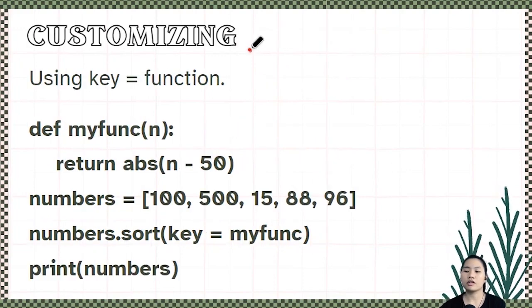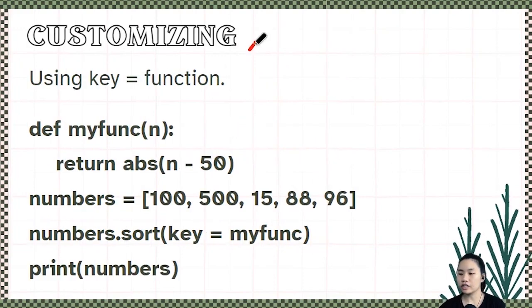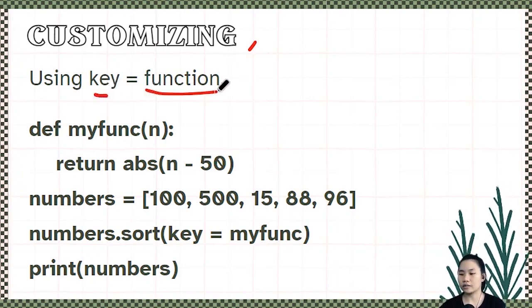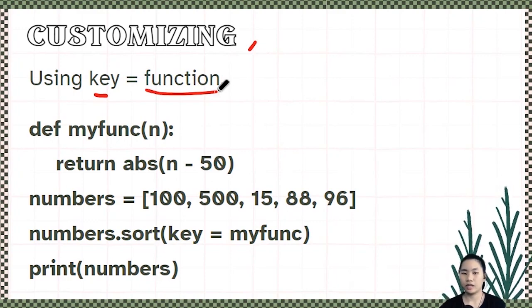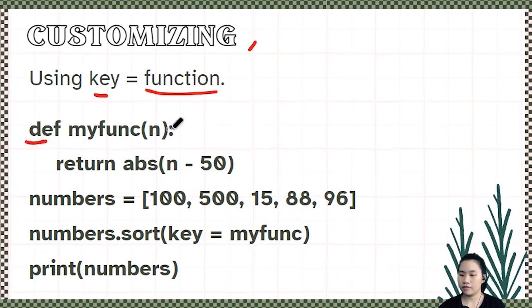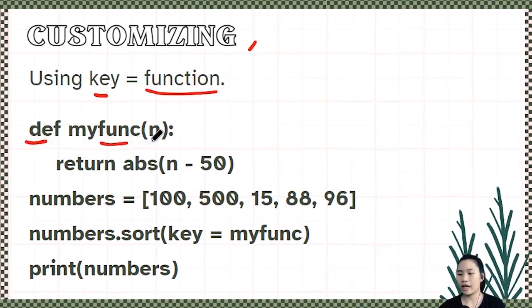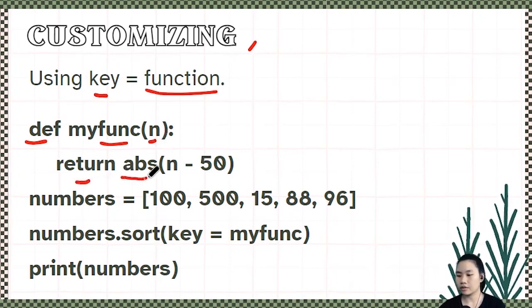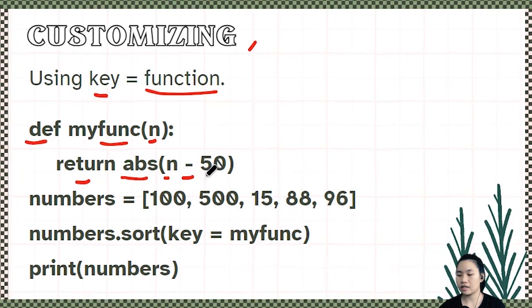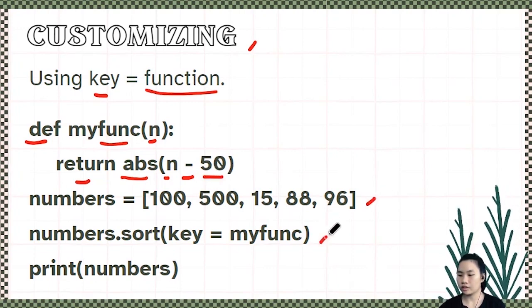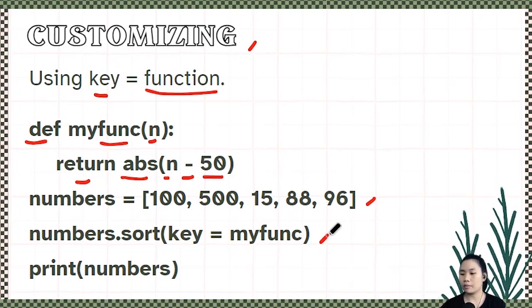Now, another thing is that you can customize your sort function using key equals function. Obviously, with a function being in the parameter, you do have to write your own function. Here I have def my_function, and we'll pass the argument of n. Return abs(n - 50). And I have a list of numbers with the sort method passing the parameter key=my_function.